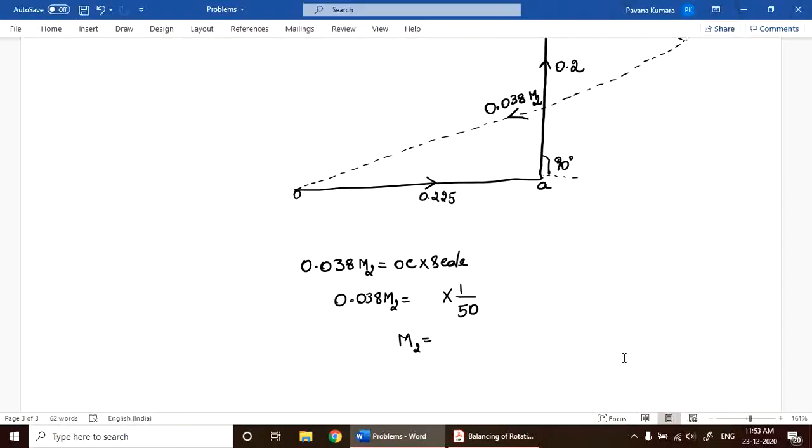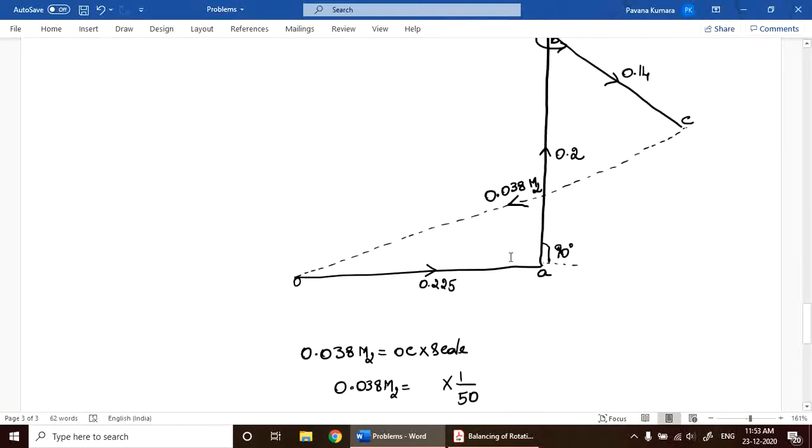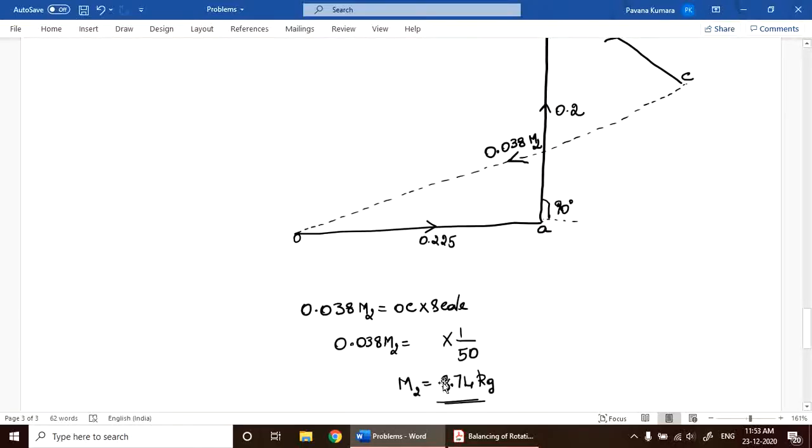If you solve this, the M2 answer you will get is 8.74 kg. So this is the value of M2. Measure this OC length using your scale and substitute it where I put the box here. Substitute the length whatever you get in your diagram, and if you solve, you will get an answer almost near to this.